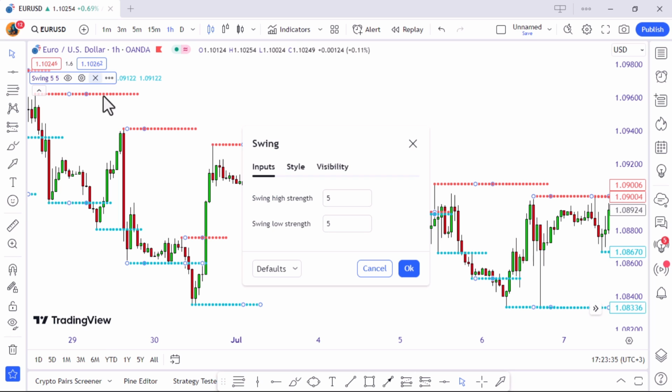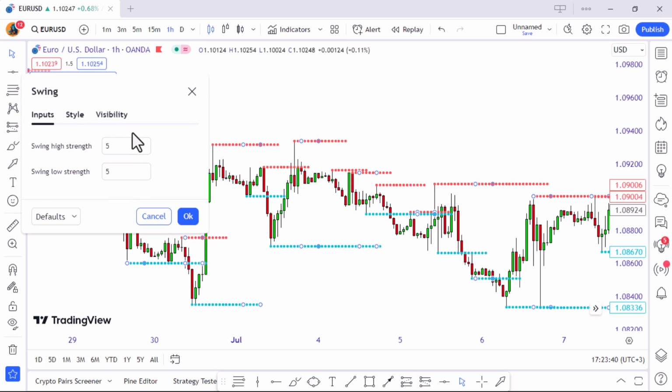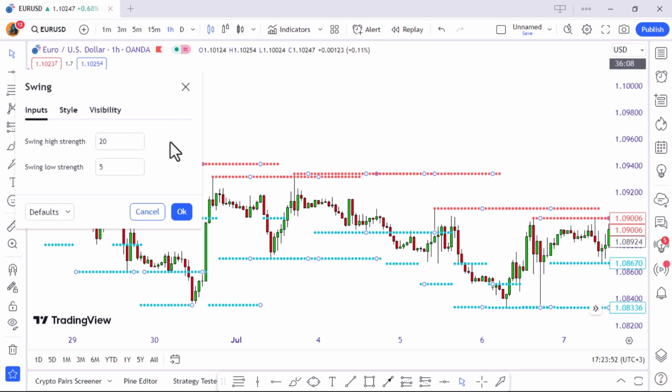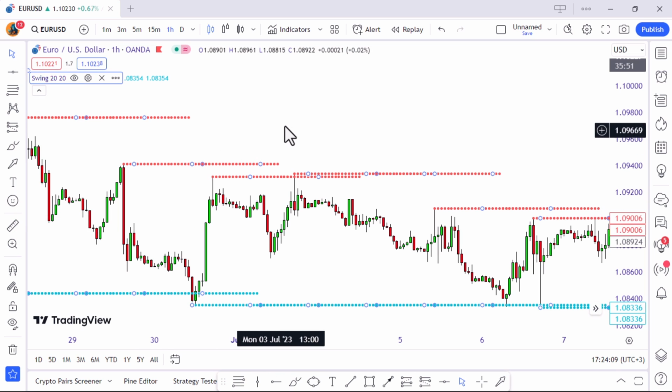Since the settings of the indicator aren't optimal yet, let's adjust them. Navigate to the indicator setting tab and click on the input tab. We'll first be changing the swing high strength value. This refers to the number of bars to the left and right of the swing points for swing highs. If we increase the number significantly, we can clearly see this change being reflected on the chart. Since we are looking for a middle ground, we'll be changing the value to 20. Since we want the same rules to apply for swing lows, we'll also be changing the value to 20 for the swing lows.